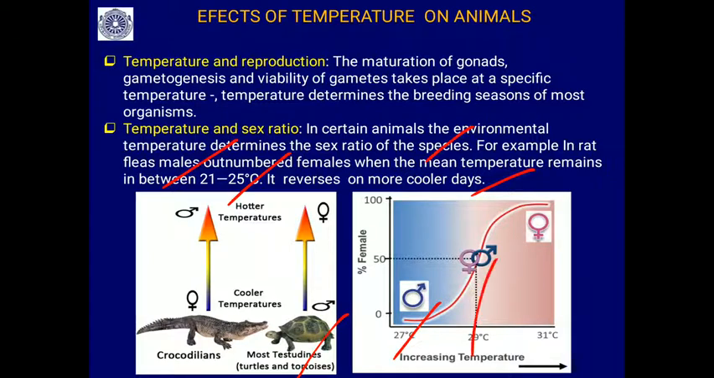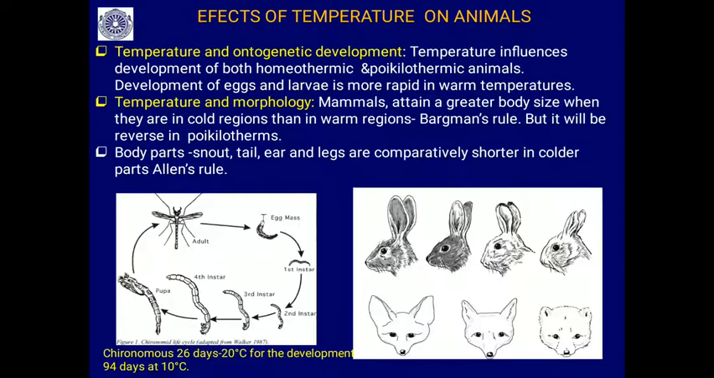At 29 degrees centigrade, the sex ratio is 50-50, males and females equal, and above that, at 34, females outnumber the males. So this is how temperature affects the sex ratio of animals. That will be reversed in the case of crocodiles.